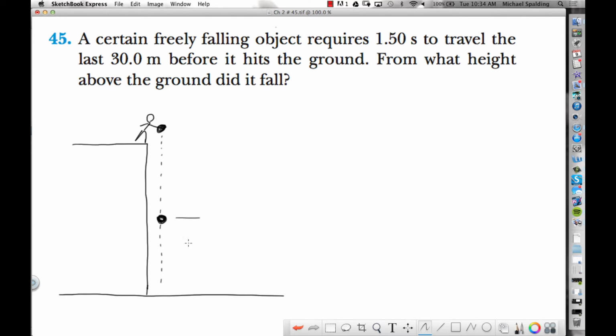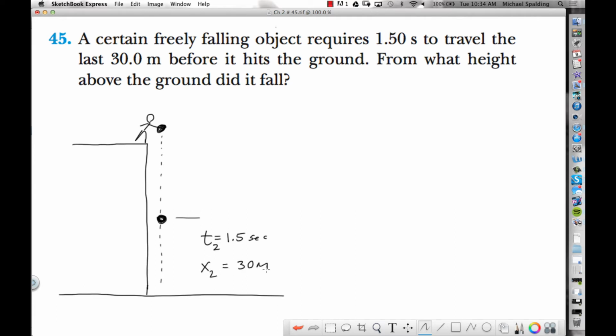We know that it takes 1.5 seconds. So the time for this region is 1.5 seconds, and I'm going to call that t2, meaning for part 2 of the fall. And then x2 is going to be 30 meters.